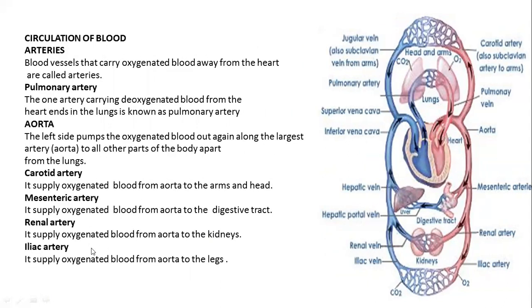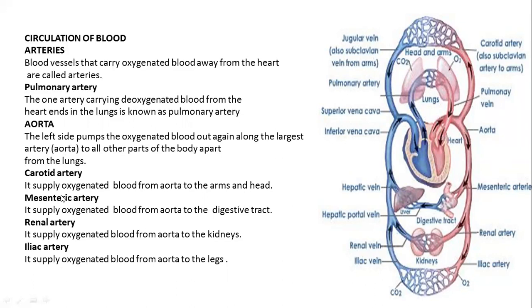Next, we have to discuss the different types of arteries. We're going to do the recap. Arteries bring oxygenated blood from the heart to the various parts of the body, except for one artery that is said to be pulmonary artery. It takes deoxygenated blood from the right side of the heart to the lungs. Then there is a main large artery known as aorta, and the left side of the heart pumps oxygenated blood to aorta.